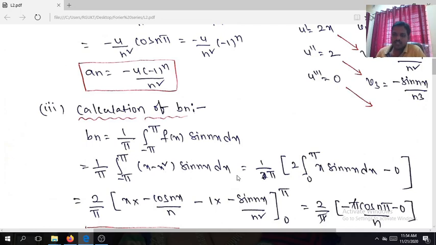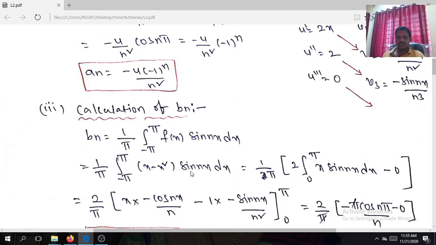Here also I am using the same concept of even and odd functions. Here x into sin nx. x is what? An odd function. See, f of x is equal to x. If I take f of minus x, it is equal to minus f of x, that is minus x. So x into sin nx is an odd function, so x sin nx integral is 0.